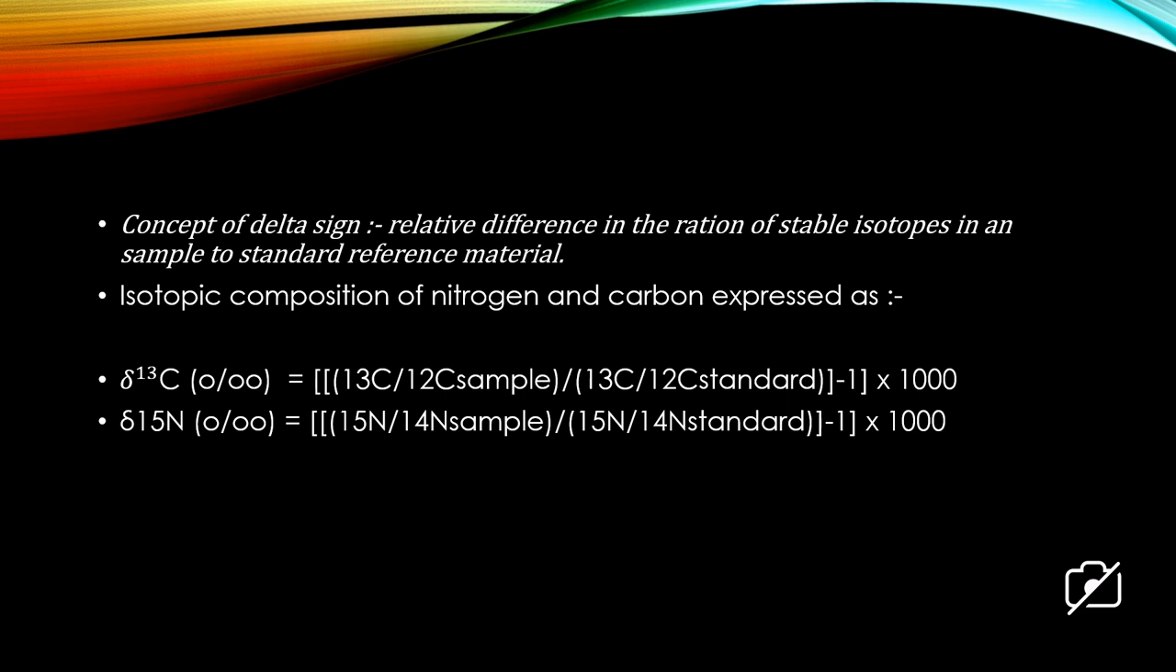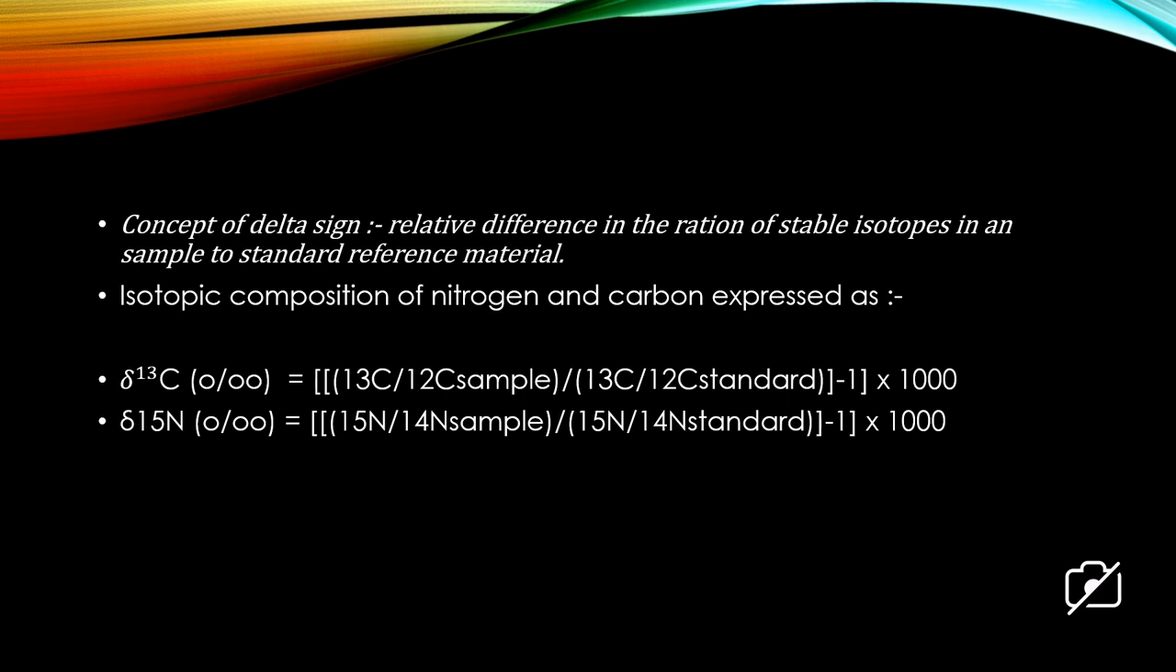In the technique of stable isotope analysis, researchers usually use one concept. It is called the delta concept. They use the delta sign to express the value of the ratio of two stable isotopes in a sample. So it is very vital to understand the meaning of the delta sign. The delta sign shows the relative difference of the ratio of stable isotopes in a sample in relation to the standard material sample.